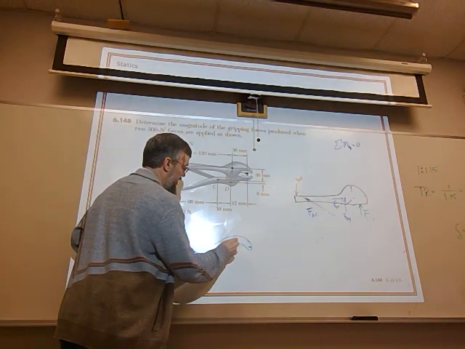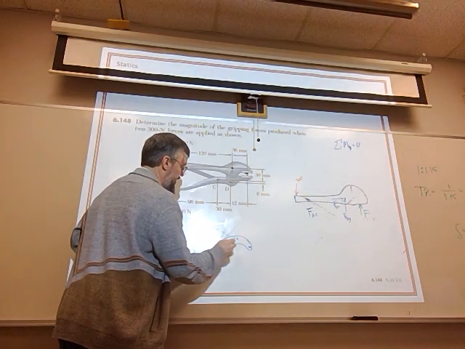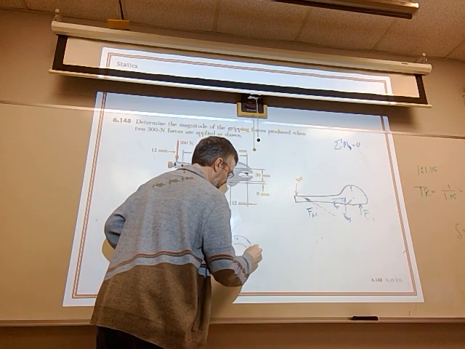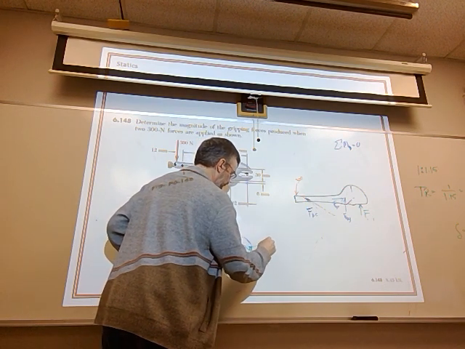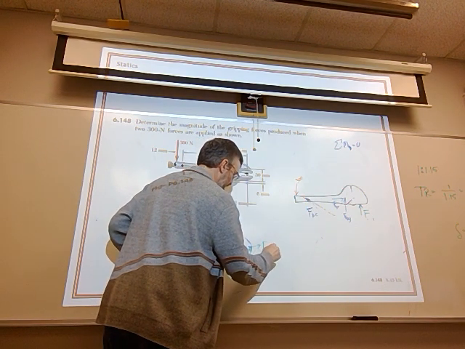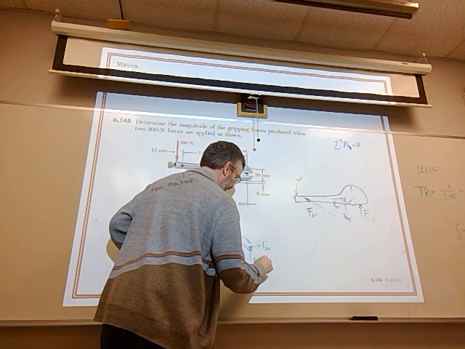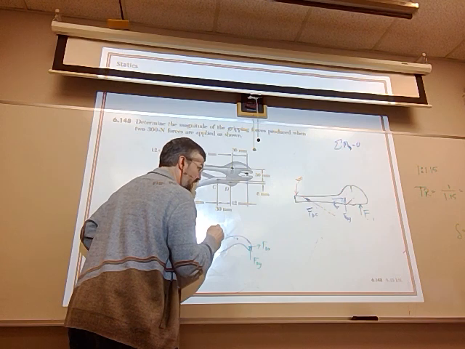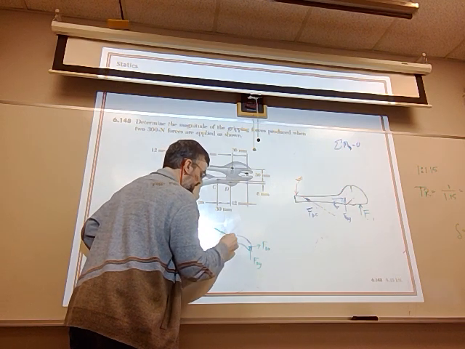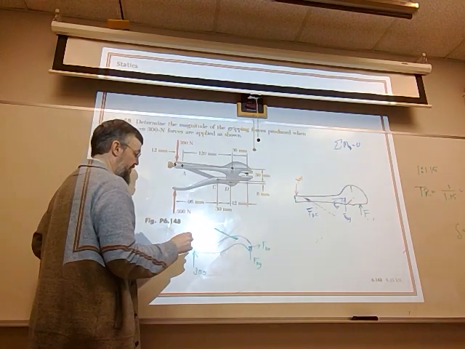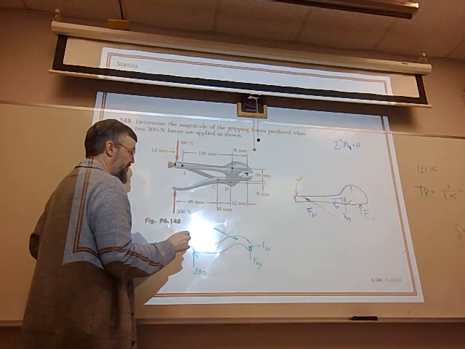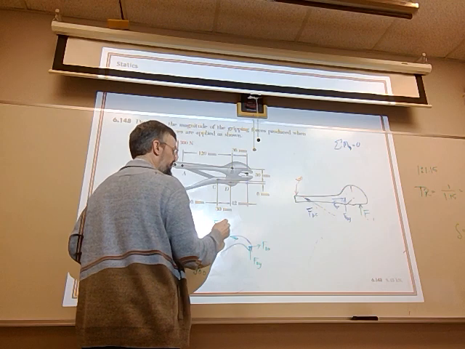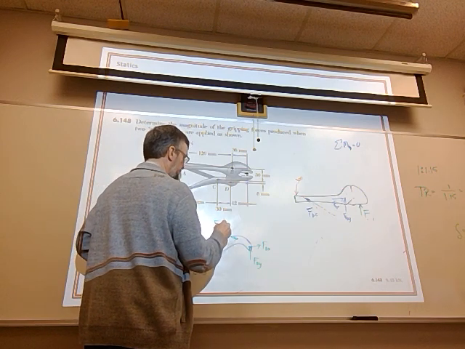This guy, once again, is along this line, and this one we don't quite know what its direction is going to be. So we call this FDX and FDY. And this one, again, we know that this has to be in this direction as part of compression. Okay. So this is our FAC.